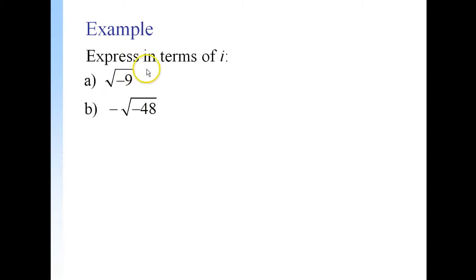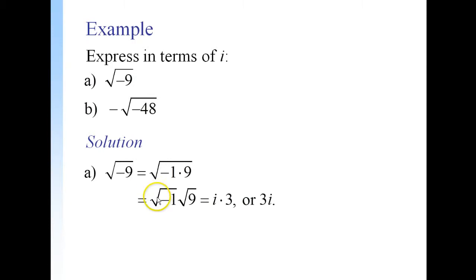So let's express this in terms of i. In example A, we're going to take the square root of -9 and separate it as the square root of -1 times 9. We said the square root of -1 now is i. The square root of 9 is 3. So i3, or 3i. If there's no radical sign, we usually put the letter i after the number.